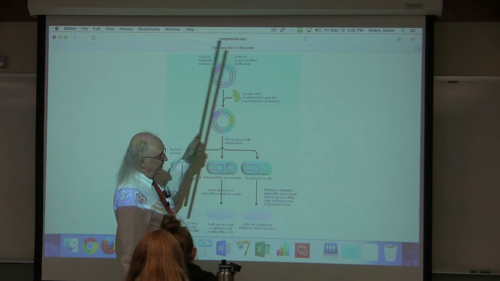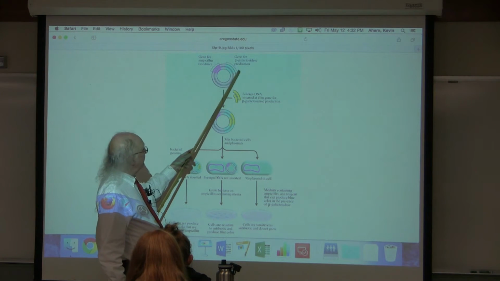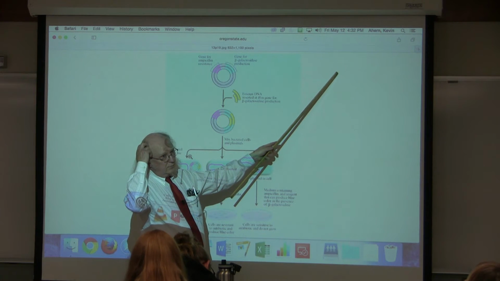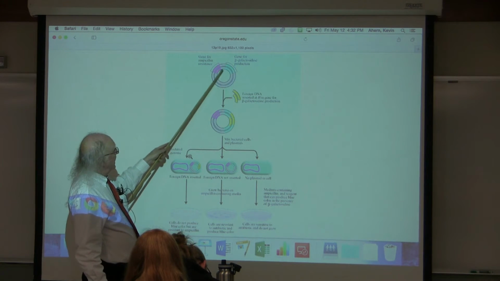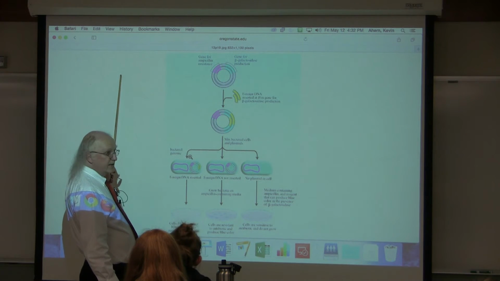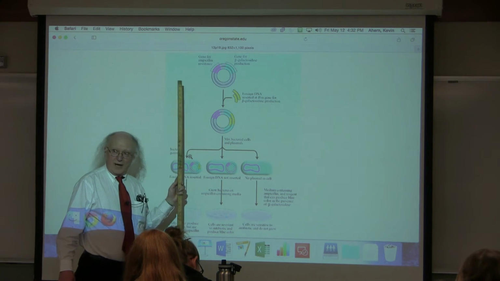So let's go back and start up here. If I have beta-galactosidase present, with this plasmid shown here, and I put it into bacteria, I'm going to get a blue color. If I take this out and put it into bacteria where I have no beta-galactosidase, I'm going to have a white color. Okay? Are we now clear?